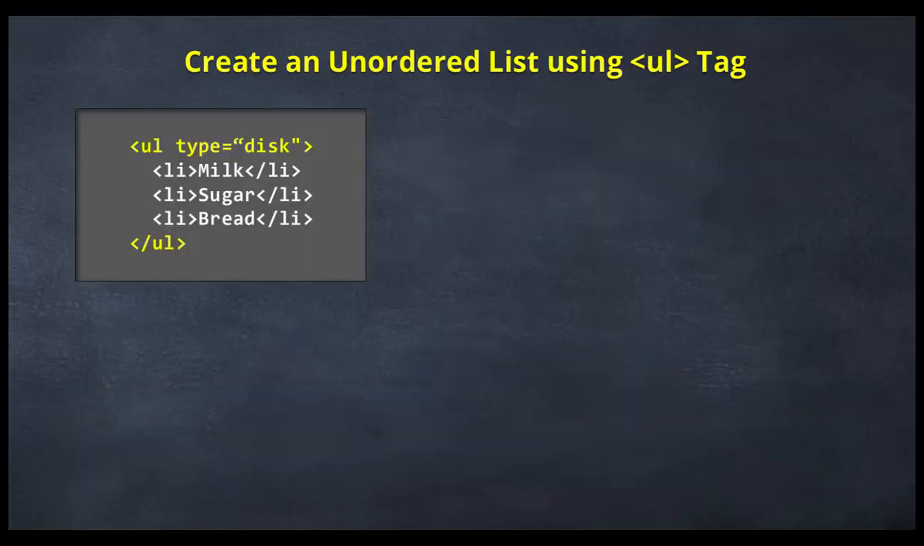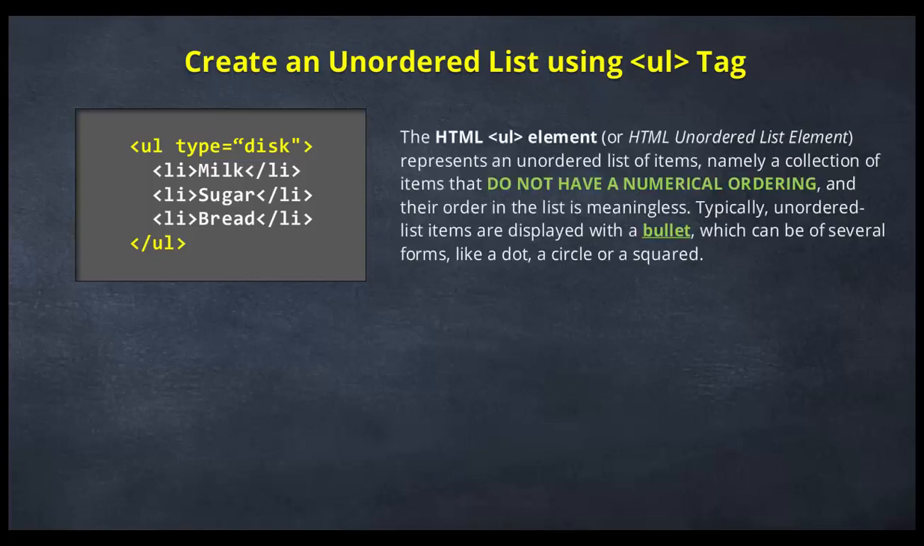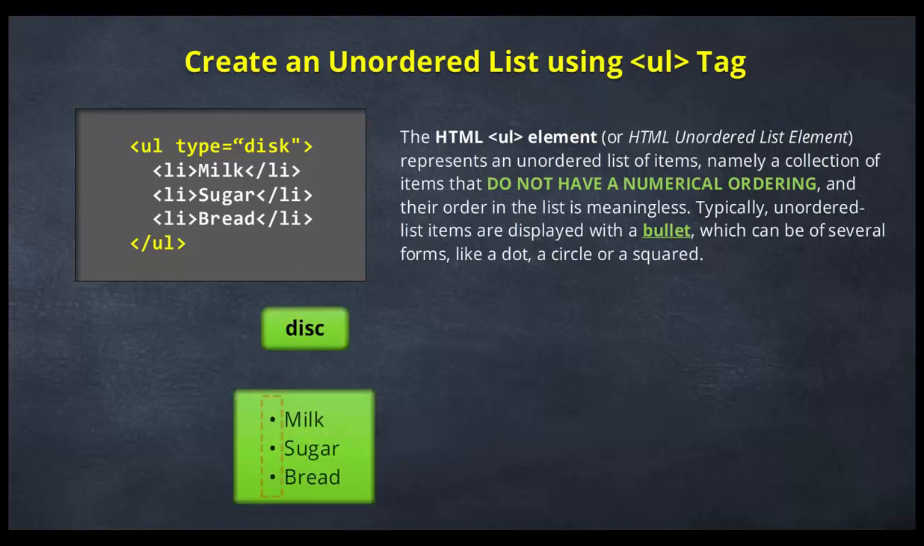Creating an unordered list using UL tag. The HTML UL element, or HTML unordered list element, represents an unordered list of items, namely a collection of items that do not have a numerical ordering, and their order in the list is meaningless. Typically, unordered list items are displayed with a bullet, which can be of several forms, like a dot, a circle, or a square. In this example attribute, type disk defines that the list items will be marked with bullets.